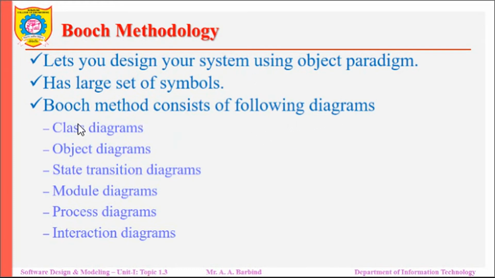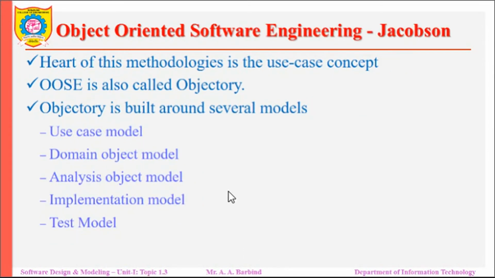The Booch method consists of the following diagrams: the class diagram, the object diagram, the state transition diagrams, the module diagram, the process diagram, the interaction diagram. So these diagrams are there in the Booch methodology, and it specifies the notations for drawing each of these particular diagrams.